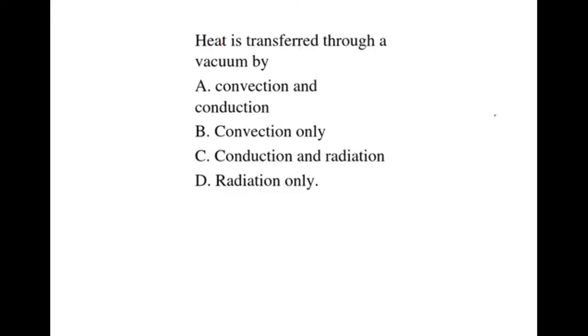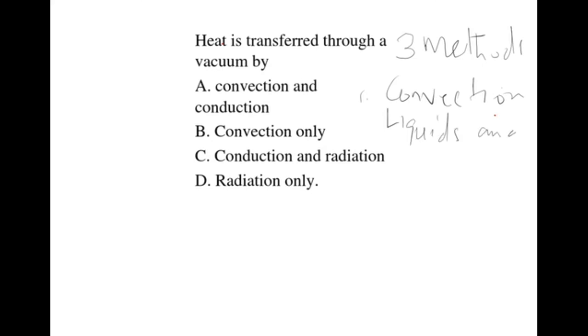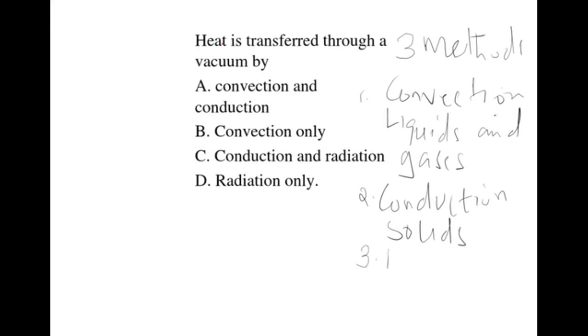It is transferred through a vacuum by. When you look at methods of heat transfer, we have three methods. These methods include one, convection. Convection is a method of heat transfer that takes place in liquids and gases. Two, we have conduction, which is a method of heat transfer that takes place in solids. Then we have three, radiation.